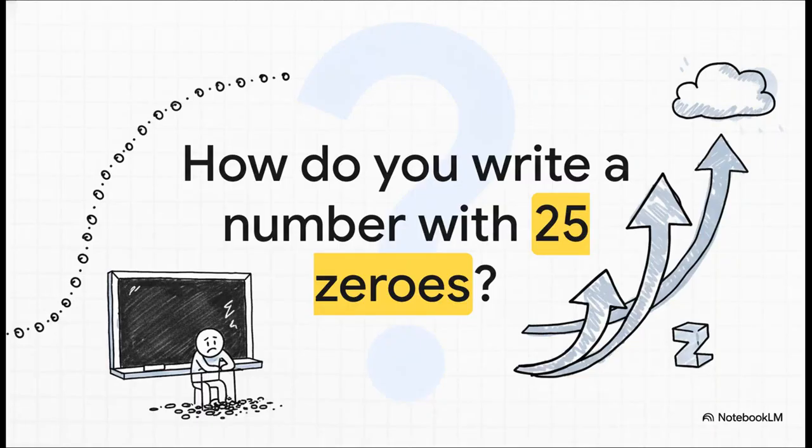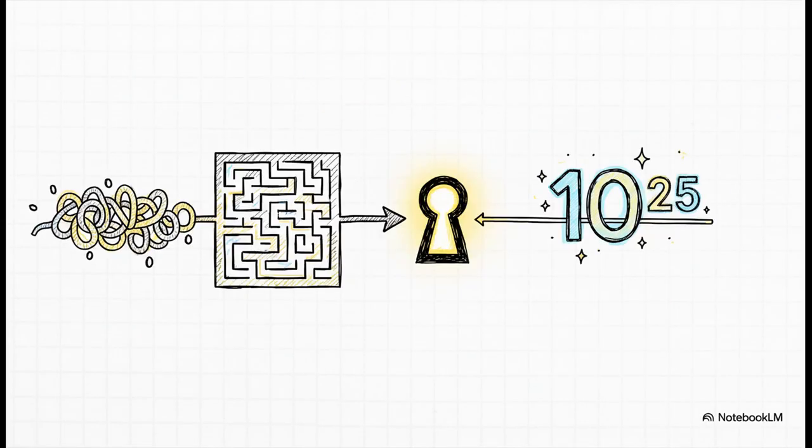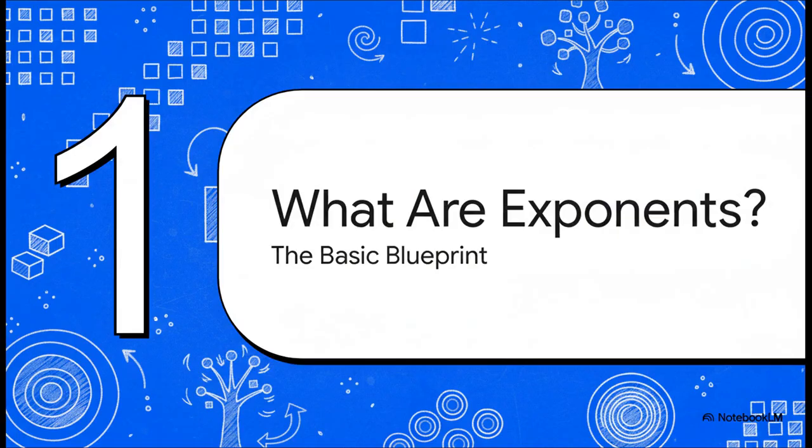Okay, let's just start with a challenge. Imagine you have to write down the number 1 with 25 zeros after it. I mean, you could start writing 1, 0, 0, 0, 0, but honestly, you'd probably lose count, run out of paper, and get really, really bored. There's got to be a better way, right? Well, there is. And the solution is that secret code we've been talking about, exponents. They are the ultimate mathematical shortcut. A clean, super elegant way to handle numbers that are just way too big or way too small to deal with otherwise. So what exactly are they?